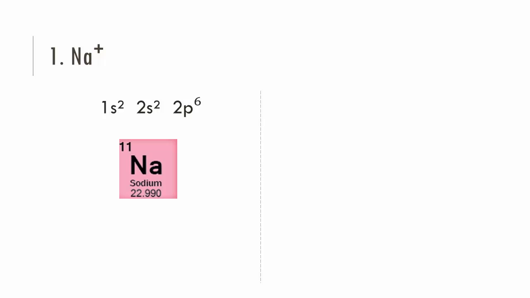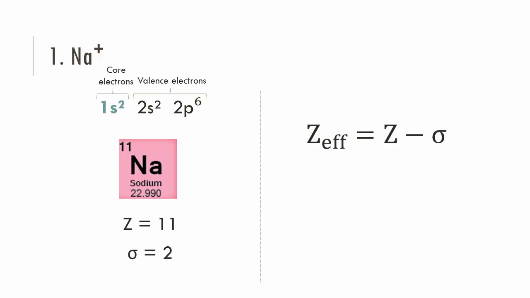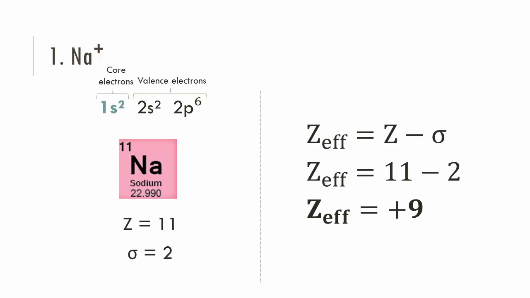Next, we identify the value of Z. This is still the atomic number, so for sodium, it's 11. To find sigma, we add the electrons with a quantum number smaller than the valence orbital. For Na+, the quantum number of the valence orbital is 2. That means that we only count the electrons with a principal quantum number of 1. Here, 2 electrons satisfy this condition. In doing the subtraction, we obtain an effective nuclear charge of positive 9.